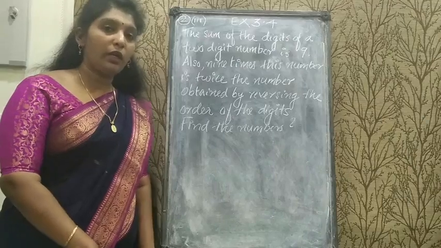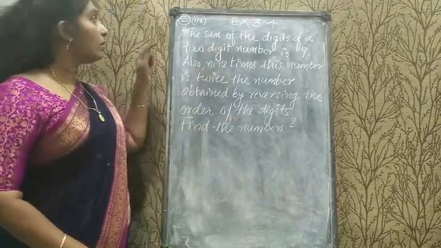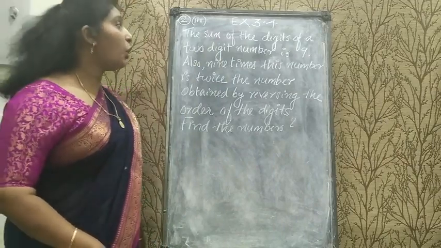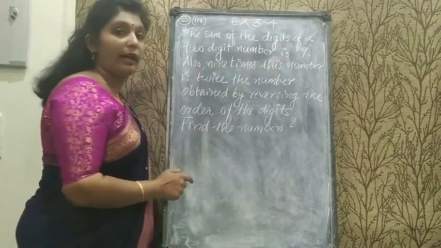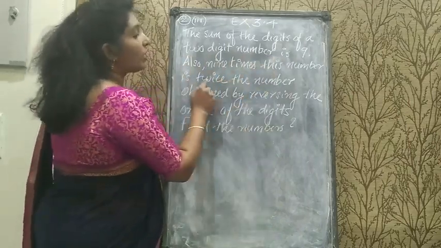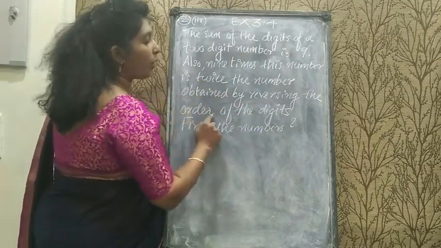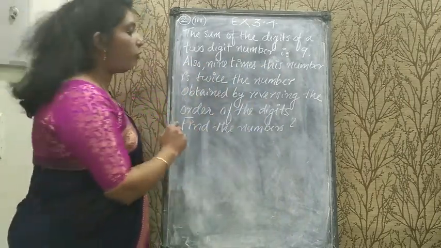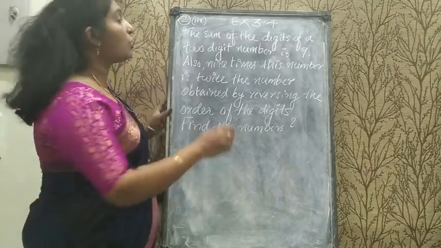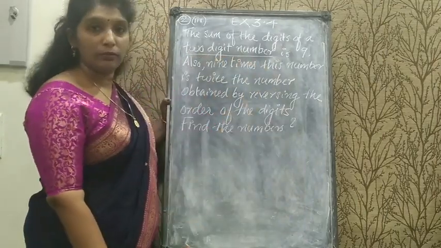Here I am going to continue exercise 3.4. Second question, sub question 3. The sum of the digits of a two-digit number is 9. Also, 9 times this number is twice the number obtained by reversing the order of the digits. Then find the numbers. Here, first of all, we have to take a two-digit number.